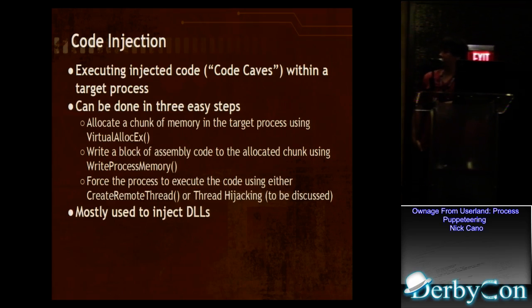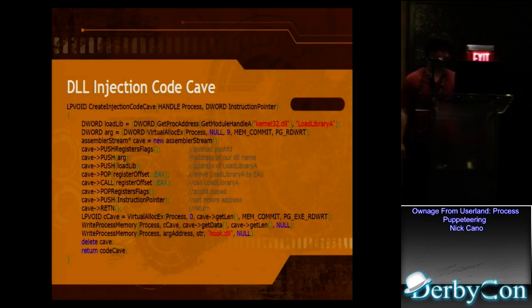We'll write a block of assembly code to the allocated chunk with one of our memory functions, in this case, WriteProcessMemory. And then we're going to force the remote process to execute that code using CreateRemoteThread or thread hijacking, which is something we're going to discuss a little bit later. And usually you're just going to inject a DLL with this and then do everything from inside there. You're probably not going to create code caves for everything you want to do.